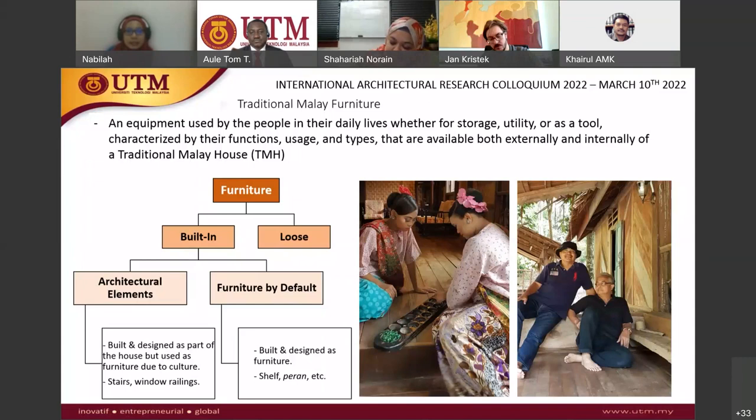So what's special about traditional Malay furniture is that within the built-in category, they are separated into two subcategories: architectural elements and furniture by default. The furniture that are architectural elements were built and designed as part of the house, but used as furniture due to the culture of the traditional Malays. Like the stairs or the window railings, they are used as a body supporting unit. The second subcategory is furniture by default. They were built and designed as furniture, like shelving for storage, beds, cushions and mats.